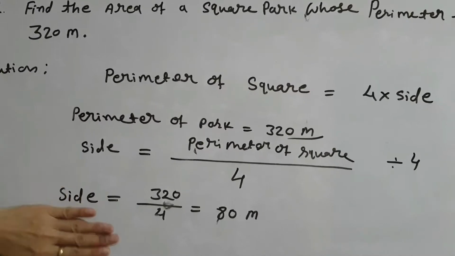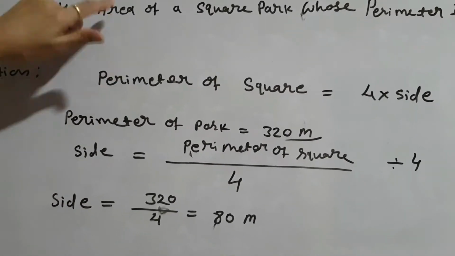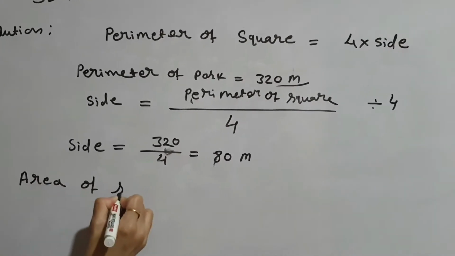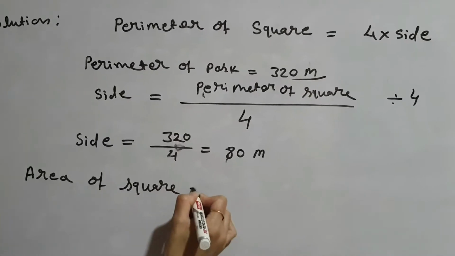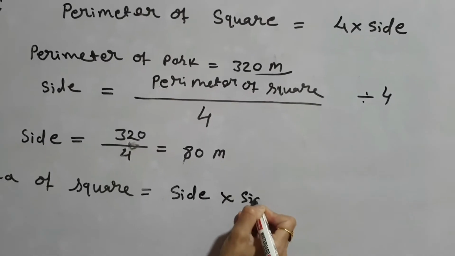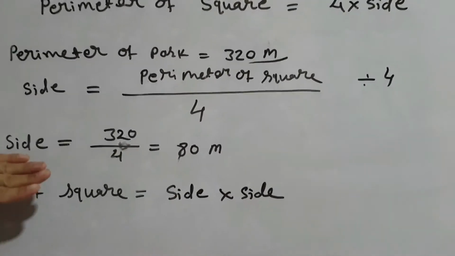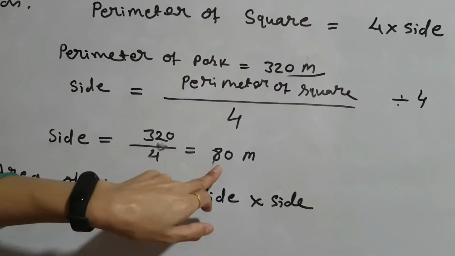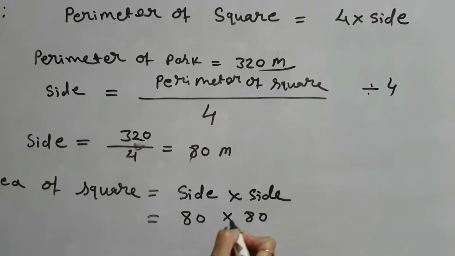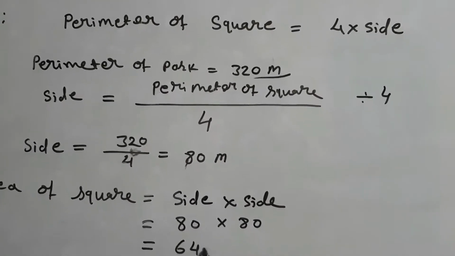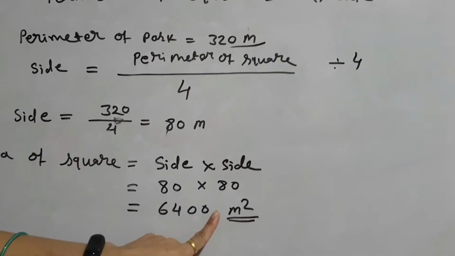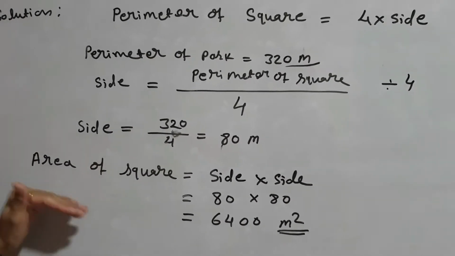So we will find out the area. Now find out the area of the square. What is the formula? Area of a square is equal to side multiplied by side. We now have side equal to 80 meters, so we put the value, 80 multiplied by 80. So we will get 6400 square meter.